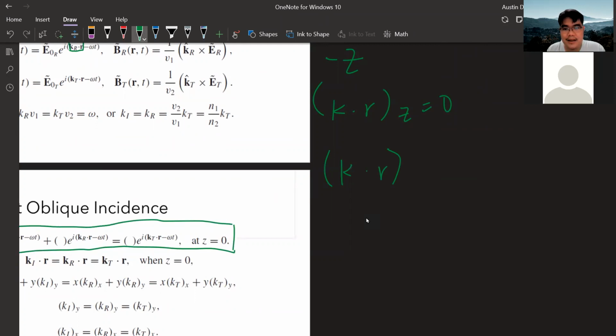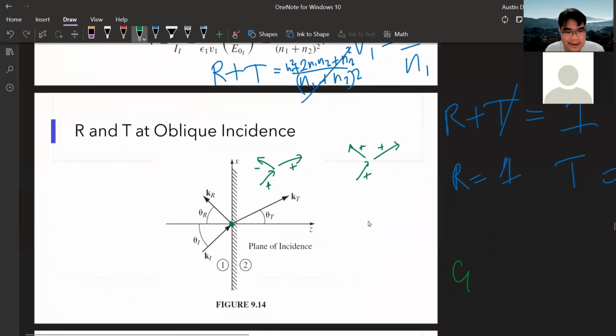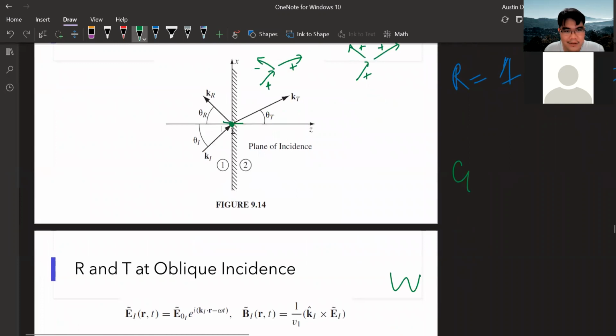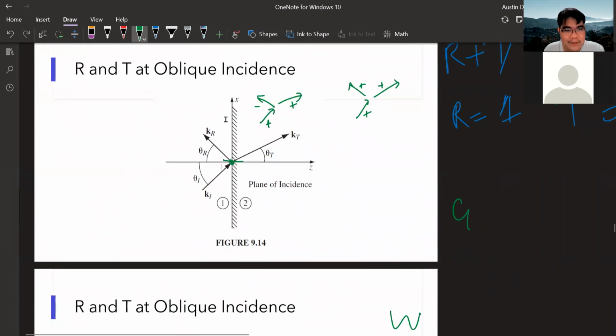K.R at X is actually the same for all, because they are in one point of X. Even if X is not equal to 0, they are still in one point of X. As for Y, there is no Y here because we placed our light on the XZ plane, or in the plane of incidence.